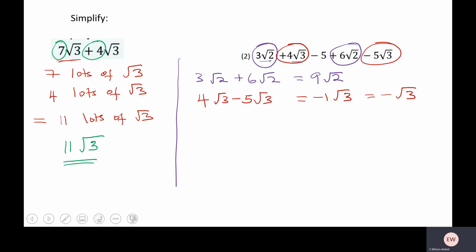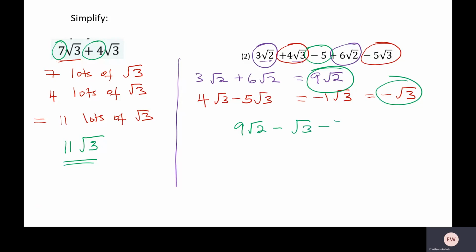We are left with negative 5 in the expression. Now let's put our answers together. So we will have 9 root 2 minus root 3 minus 5. And this will be our final answer to the second question.